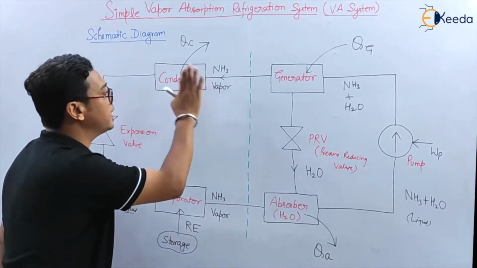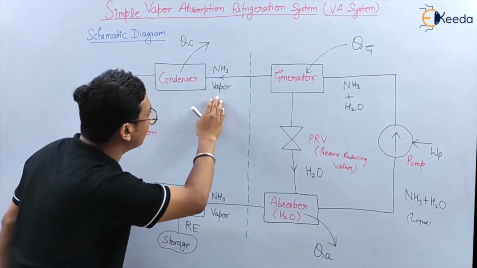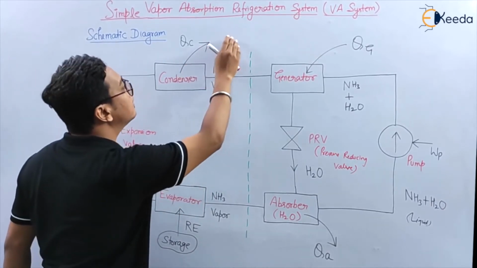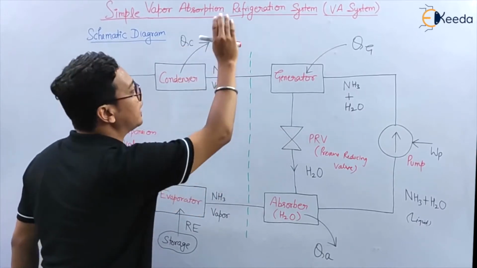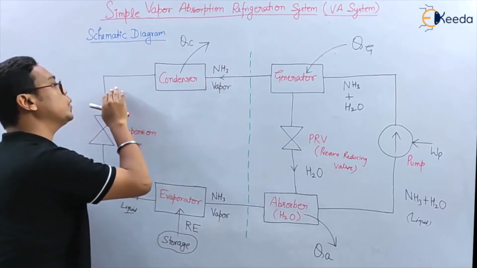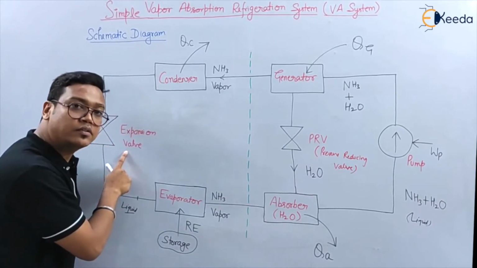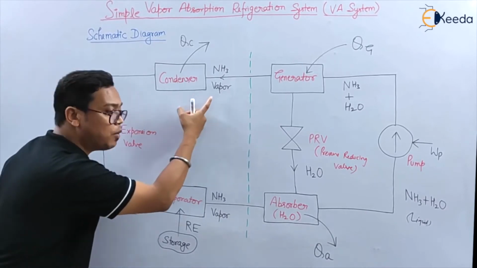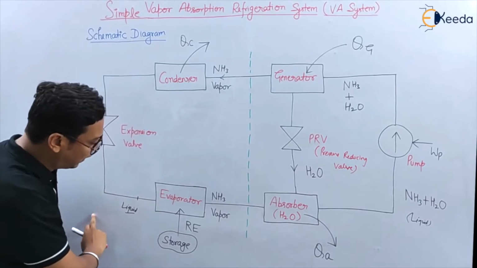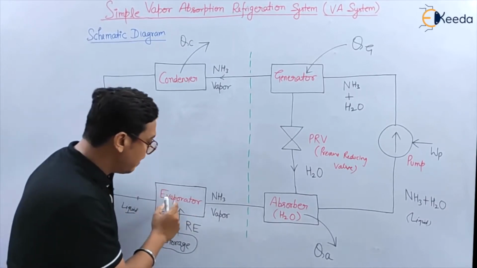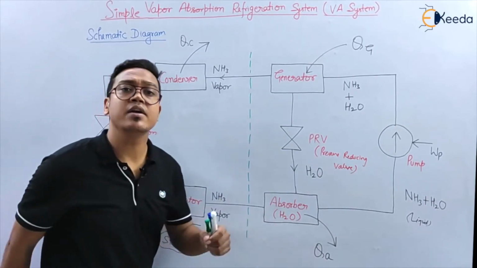Now come here. In the condenser, ammonia vapor comes. In the condenser, this vapor will convert into liquid by rejecting heat QC to the environment. Now this ammonia liquid will go to the expansion valve. In the expansion valve, the pressure of the ammonia liquid will reduce, and then this ammonia liquid will go to the evaporator. After the evaporator, again this cycle will repeat.